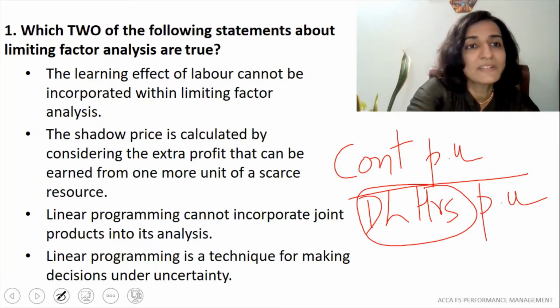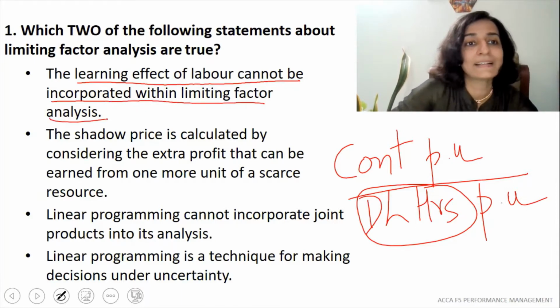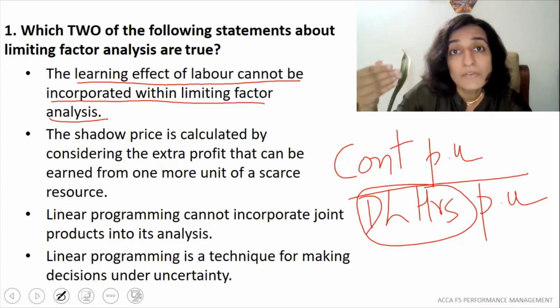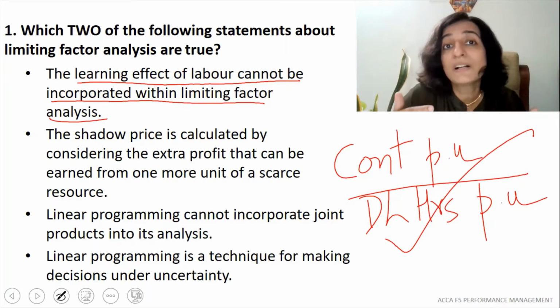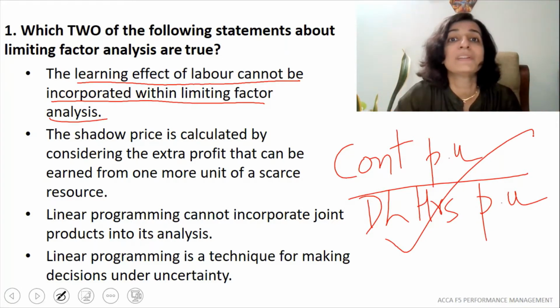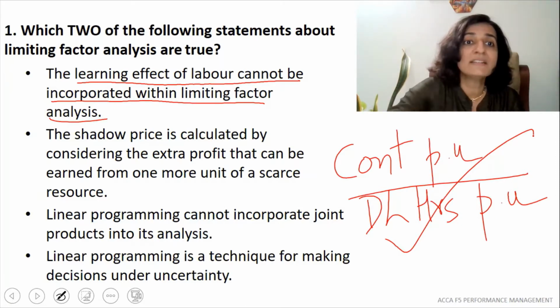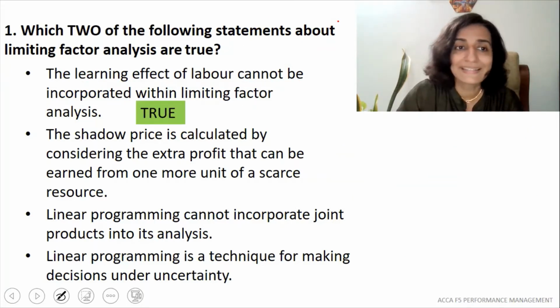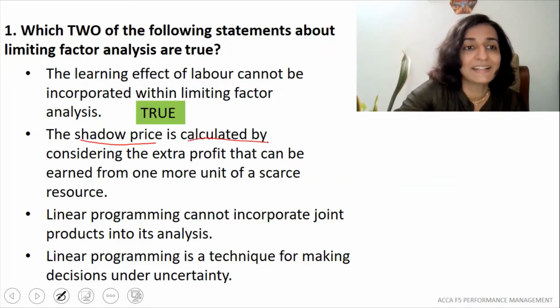Now, in the question, they have said the learning effect of labor cannot be incorporated within limiting factor analysis. What do you mean by the learning effect? Learning effect means the direct labor hours required for repetitive work will reduce, and it is not a constant figure. So it becomes difficult for you to calculate the contribution per direct labor hour for the different products and rank it accordingly. So what they have said, the learning effect of labor cannot be incorporated within limiting factor analysis, is a true statement.